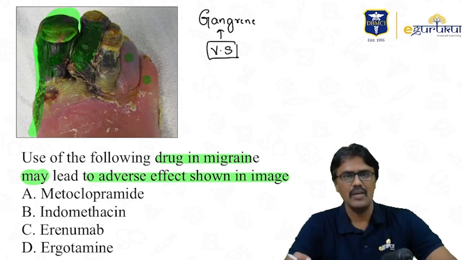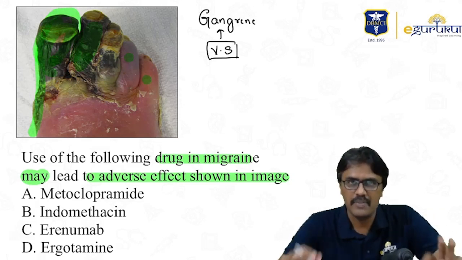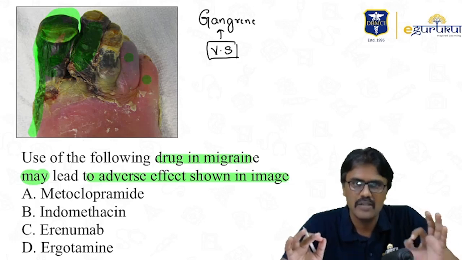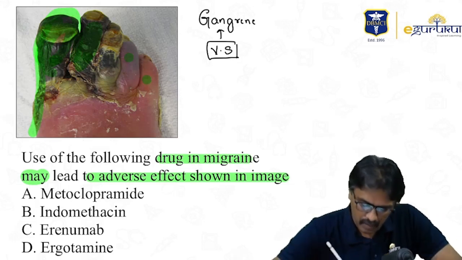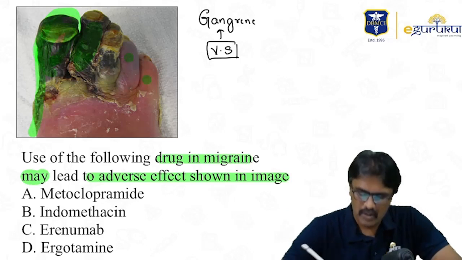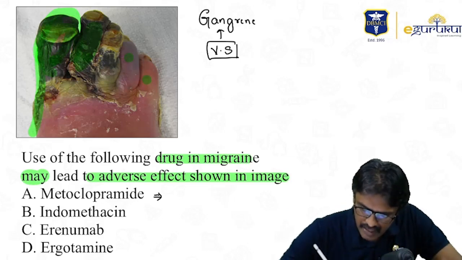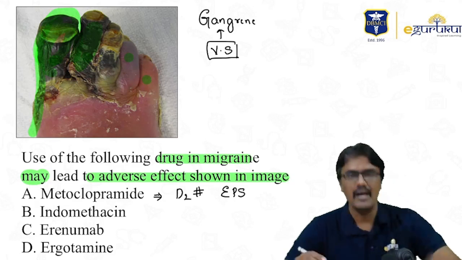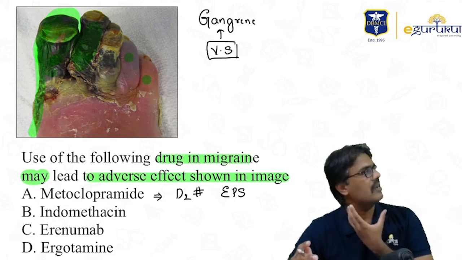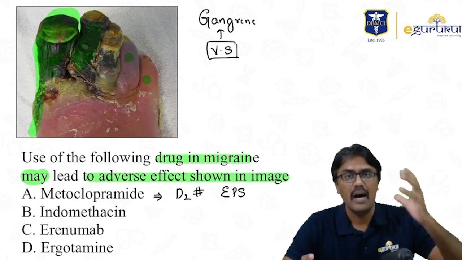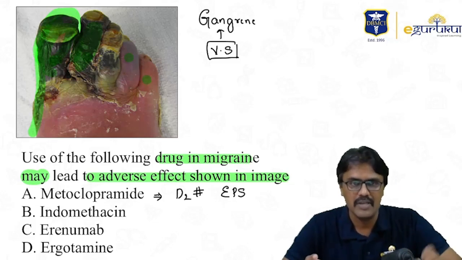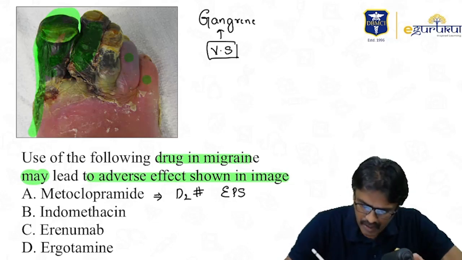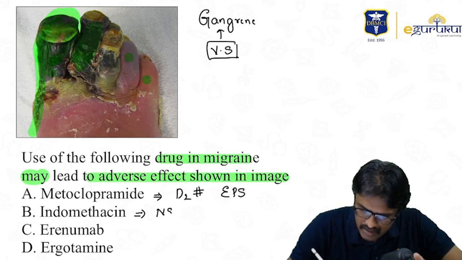So the question is asking which of the following drugs in the options is going to cause this gangrene, and is also used for migraine. Now metoclopramide, yes, is also used in migraine attack. It's an antiemetic. It acts by D2 blockade, and when you block D2, it can produce extrapyramidal symptoms like acute dystonia. Suddenly the neck may turn, so it may produce acute dystonia. That is not shown here. Indomethacin is an NSAID, a non-steroidal anti-inflammatory drug, and it will not cause gangrene.